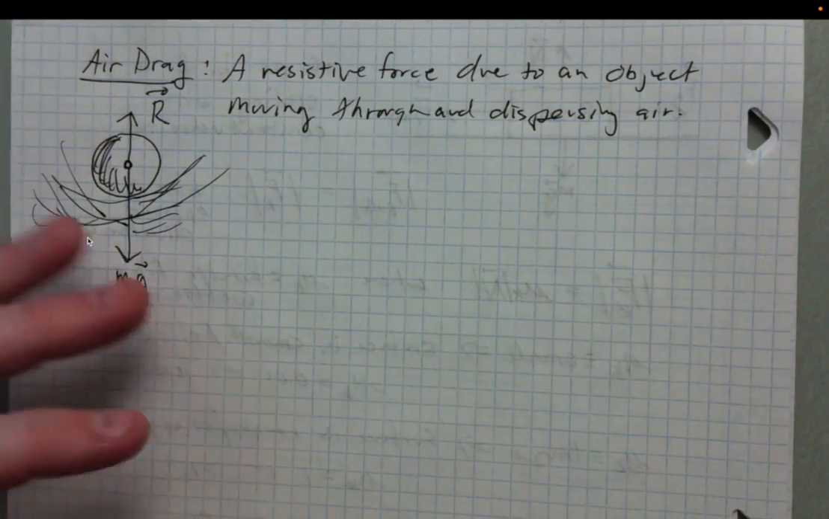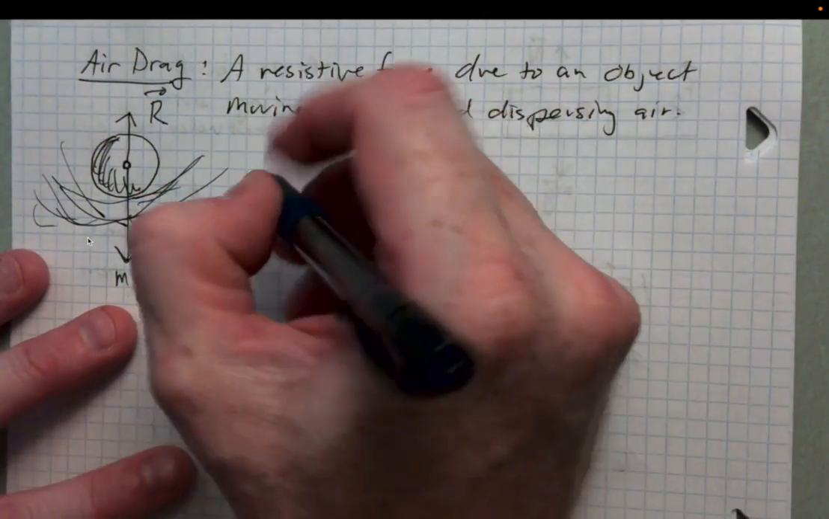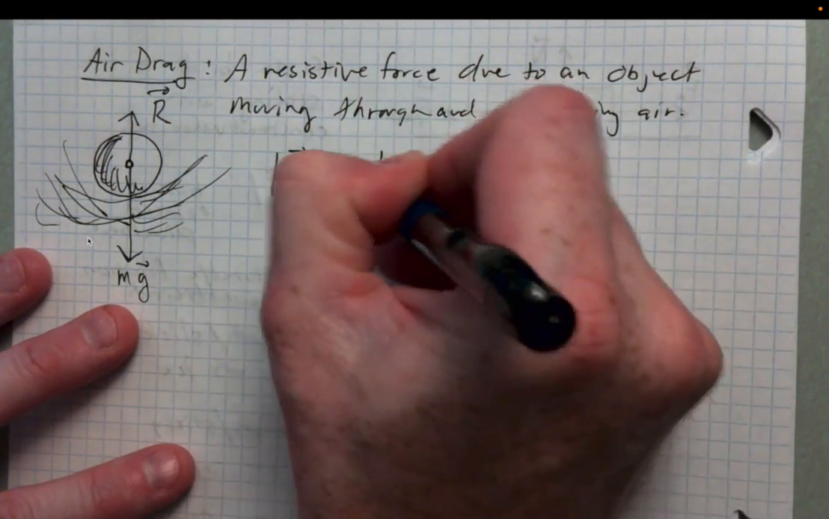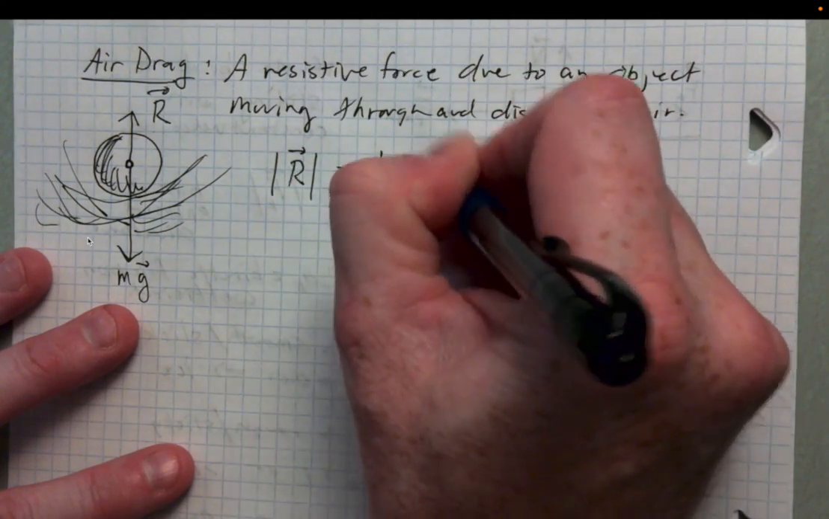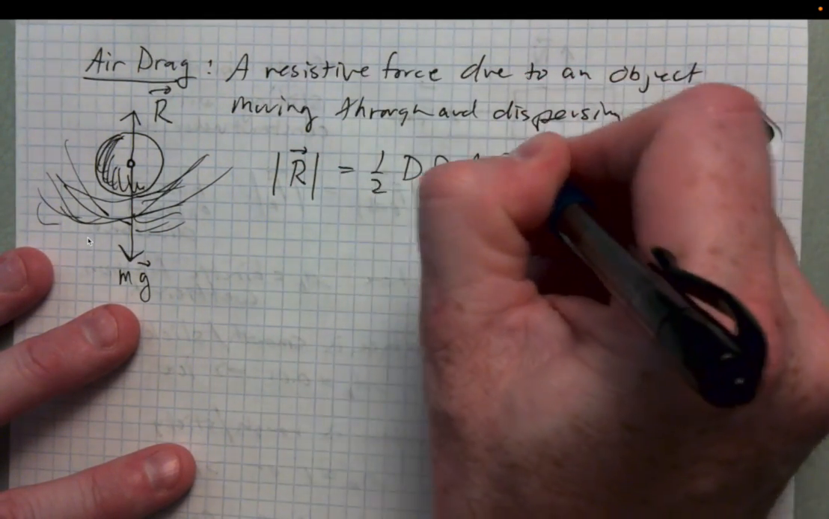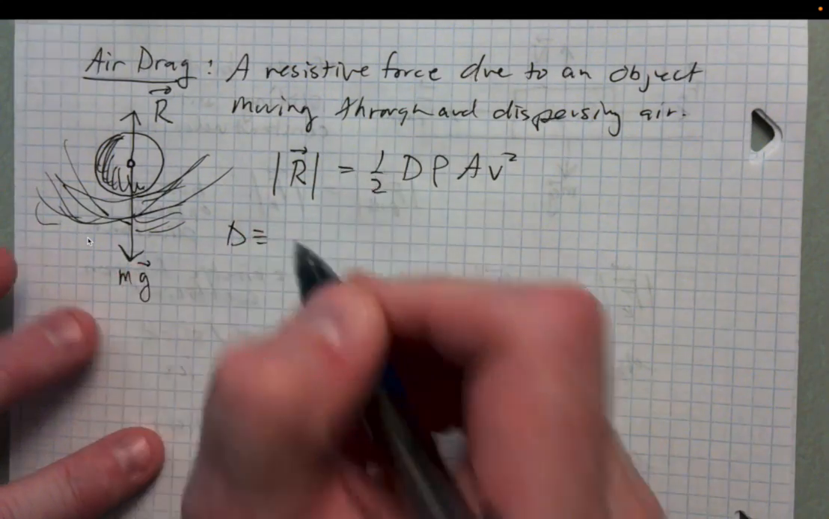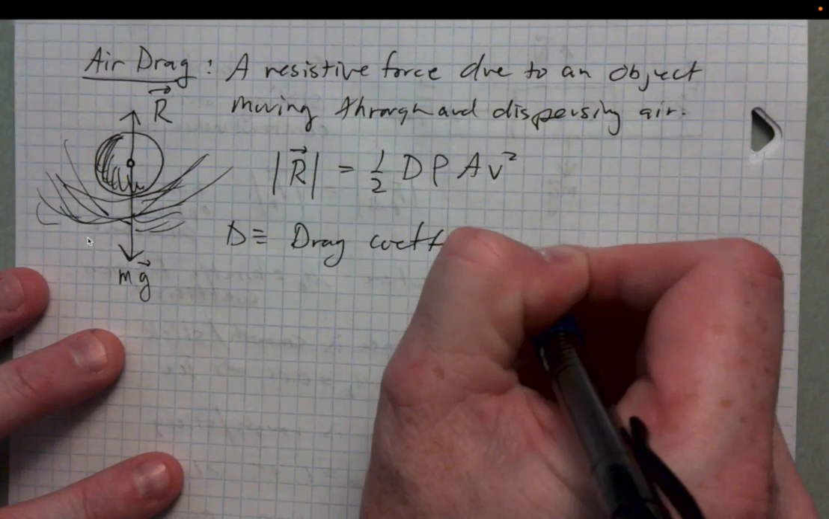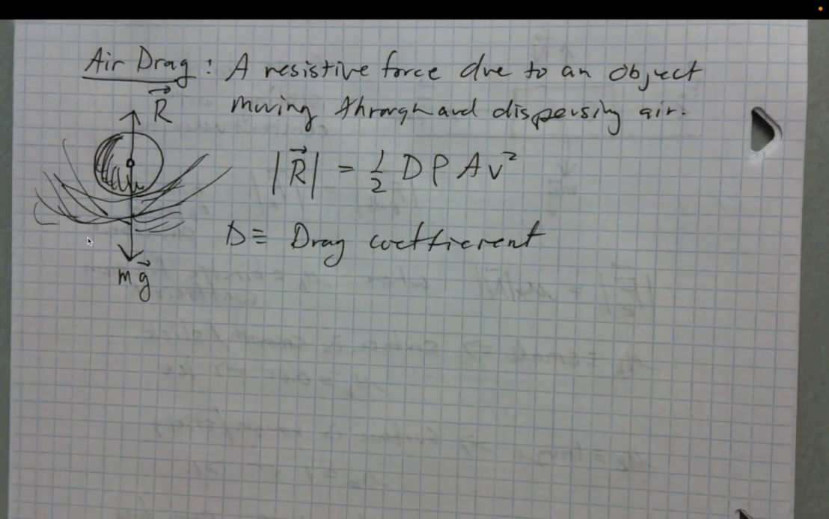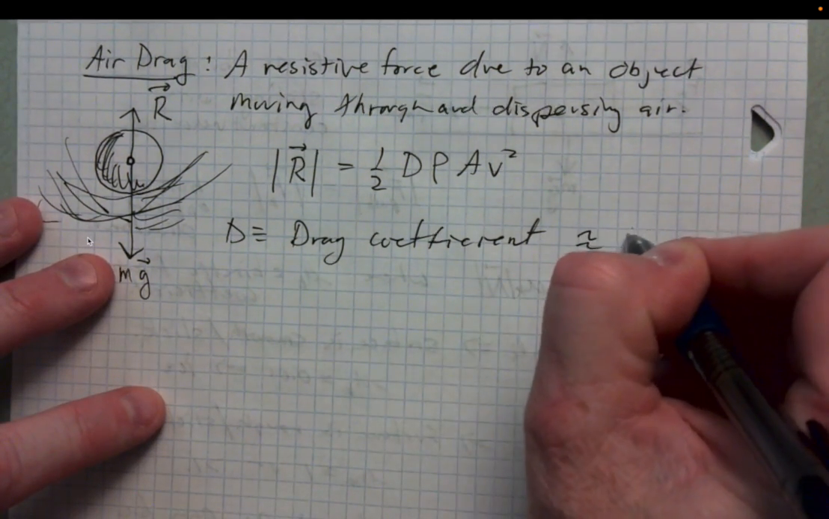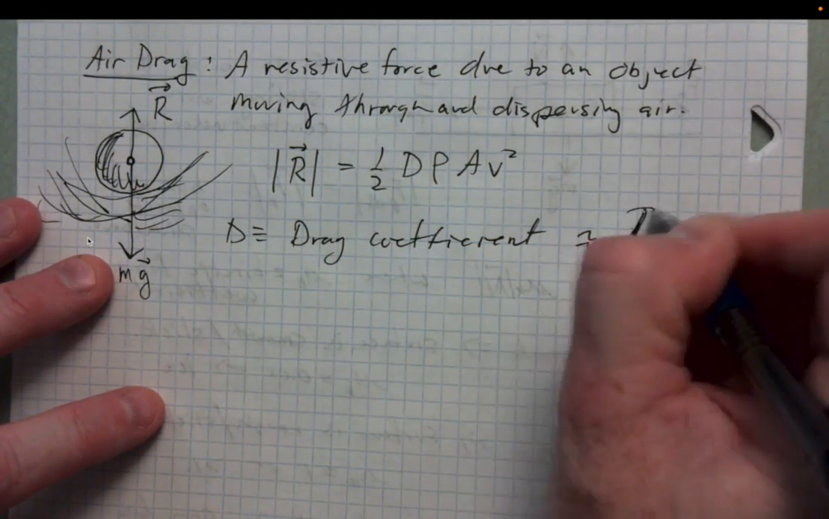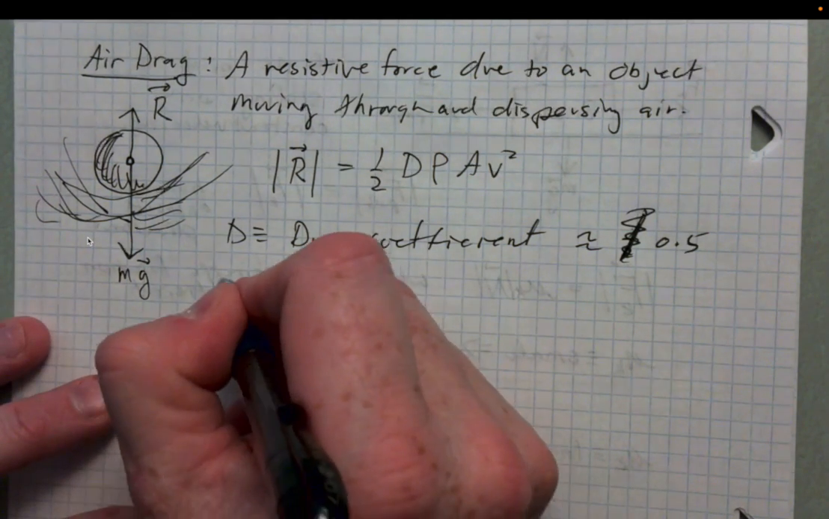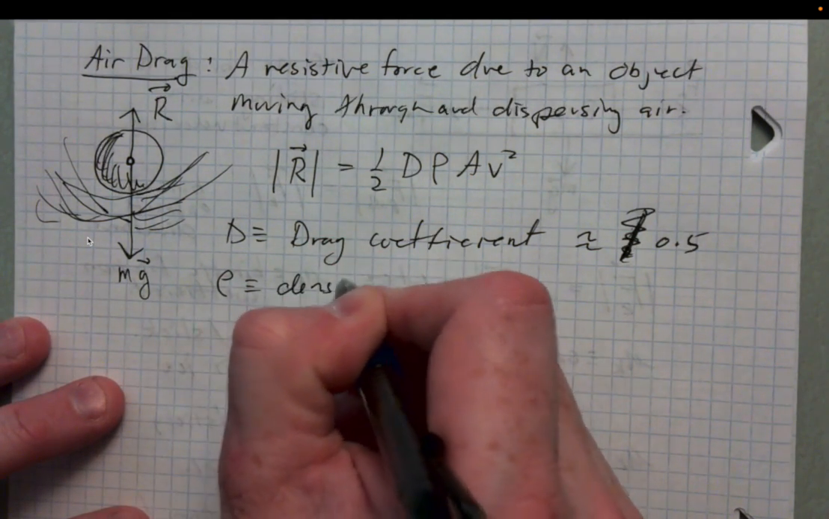Okay, and now this can be calculated precisely, and here's what we would say: the magnitude of the drag is equal to 1/2 D rho A v squared. Now, what are all of these things? D is the drag coefficient. In a lot of cases, it's approximately 0.5, approximately 1/2. Now, what is rho? This is the density of the air.